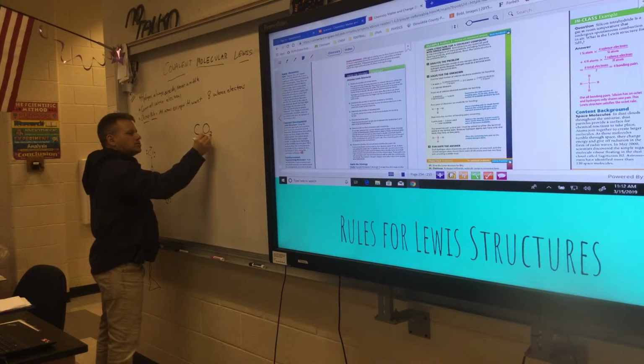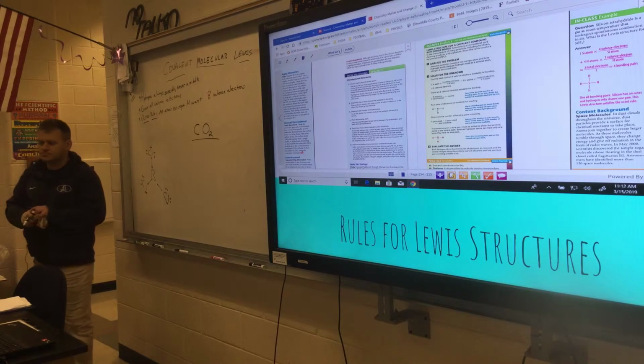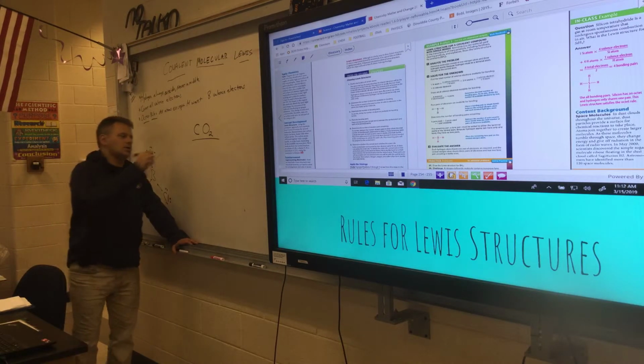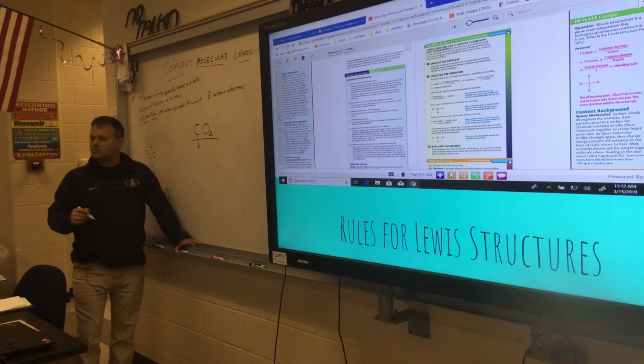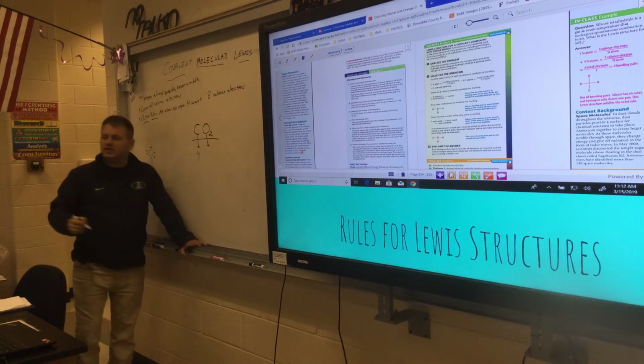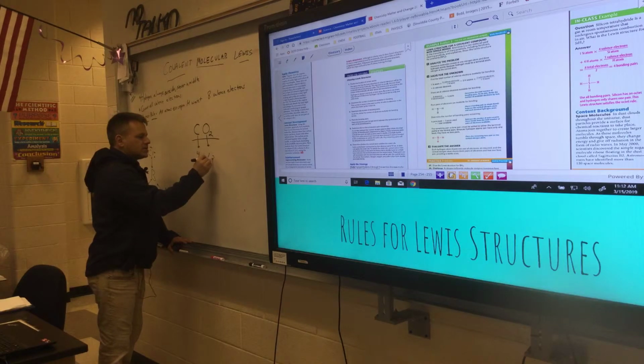CO2. Does that look familiar? Carbon dioxide. No, you've never seen that before, Lexi. How many valence electrons for carbon? 4. Look on the periodic table. It's 4. How many for each oxygen? 6. I have 2 of them. 6 times 2 is 12, plus 4 is 16 total.